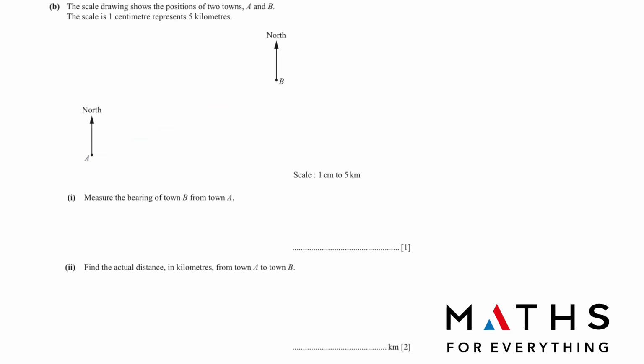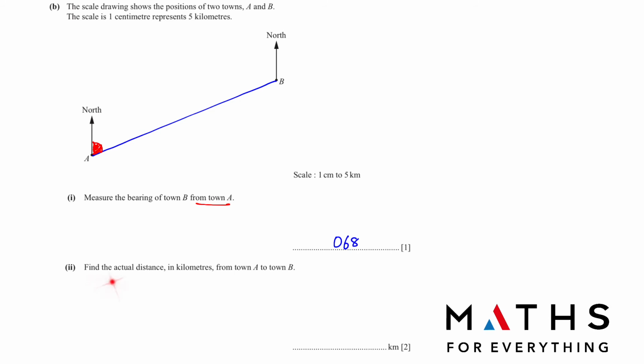So part B. The scale drawing shows the position of two towns A and B. The scale is 1 centimeter represents 5 kilometers. B1. Measure the bearing of town B from town A. Join the points, and we want to find from town A. So go to town A, and we move from north clockwise. So this is the angle we want to find. Place your protractor there and you will get 68. But bearing is always written in 3 digits, so we put a 0 in front of it.